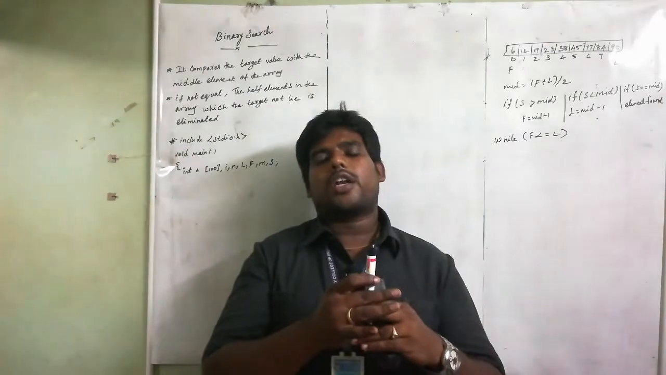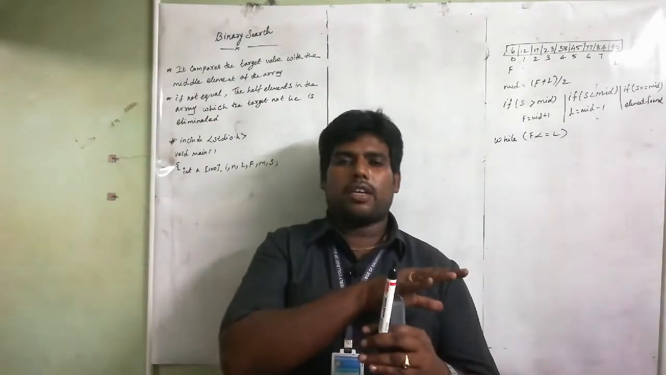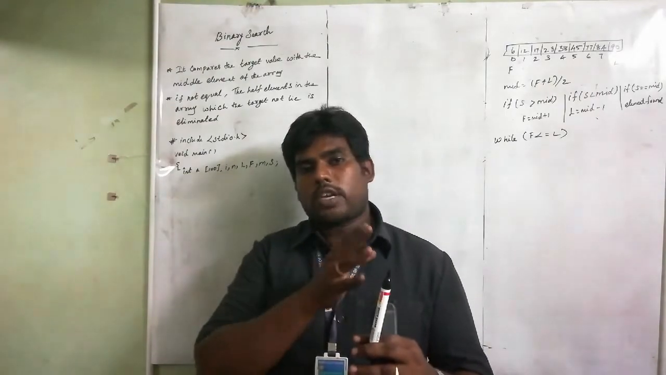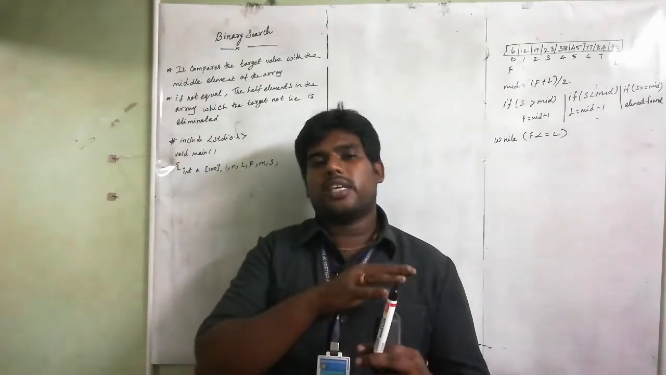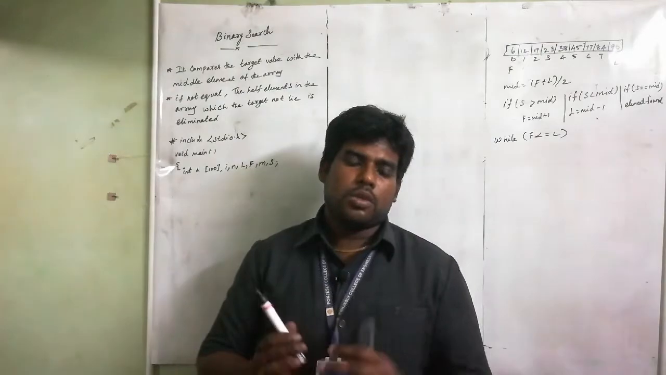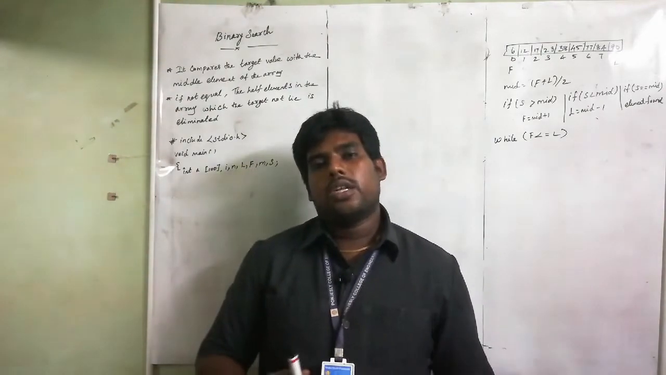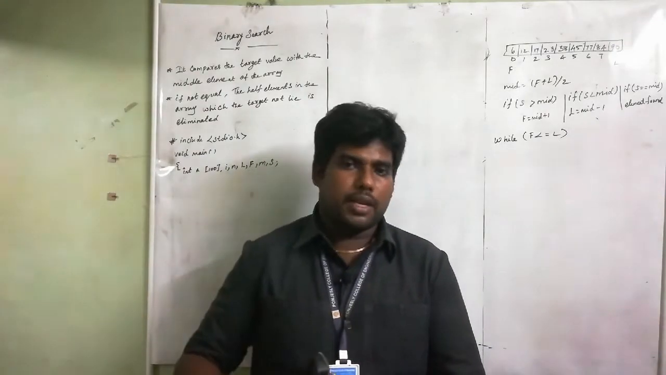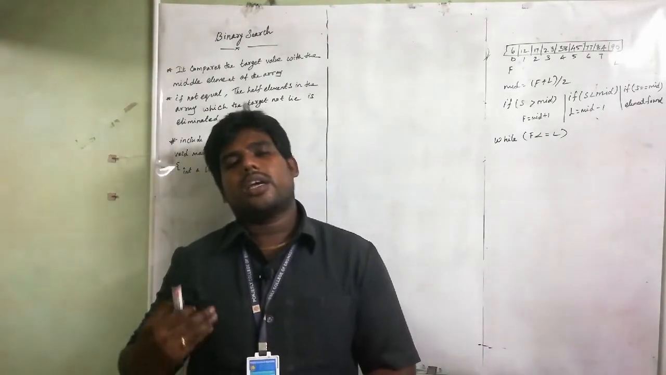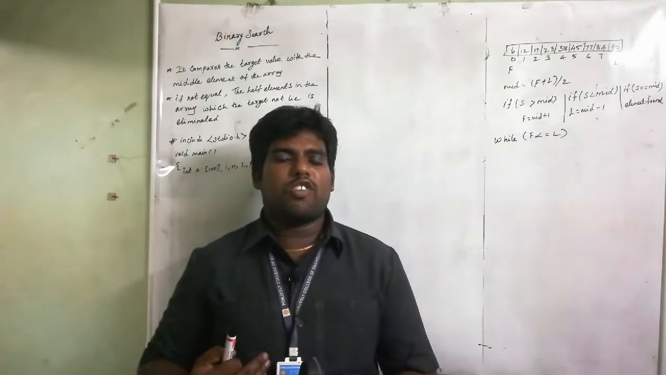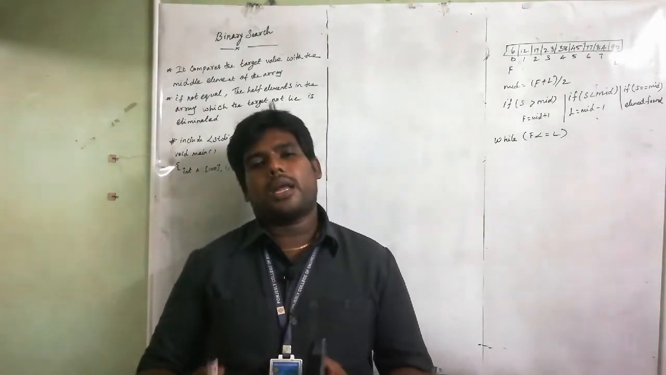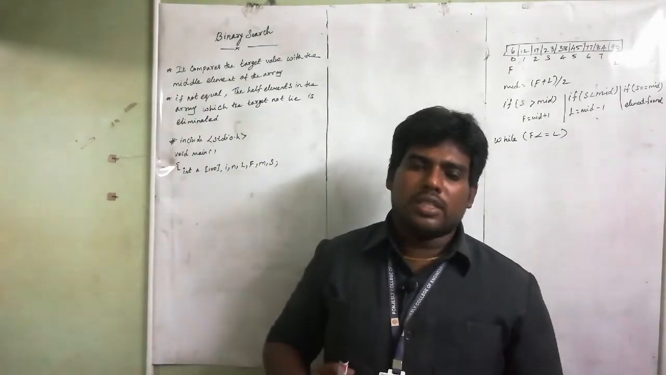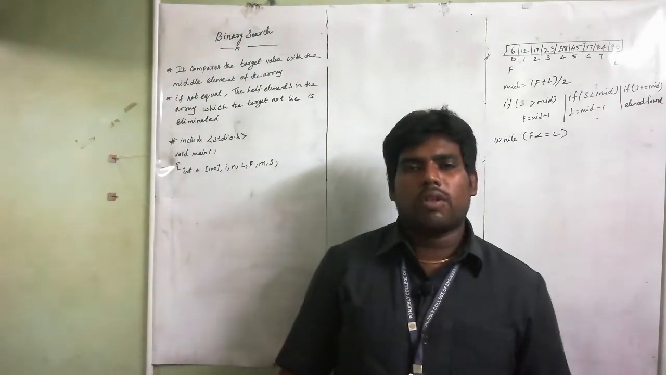Suppose your target element is on the left side of the array, then the right side will be eliminated. Suppose your target element is on the right side, then the left side will be eliminated. So one half will be eliminated. Then in the other half, again we find the mid and compare. Like that, the search element will be compared with the middle element and the other elements will be eliminated. Okay, this is the way binary search works.